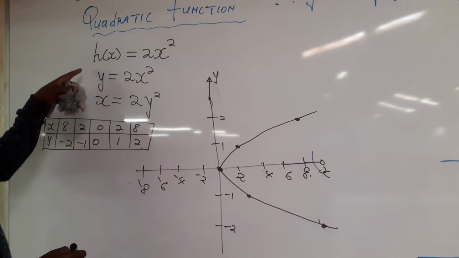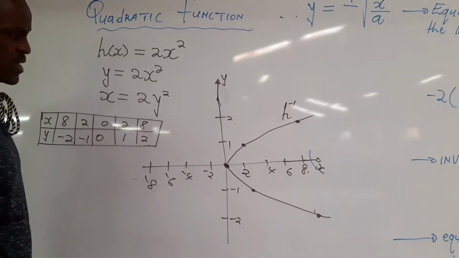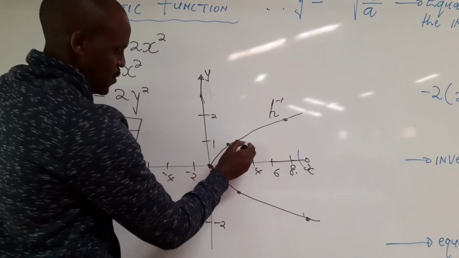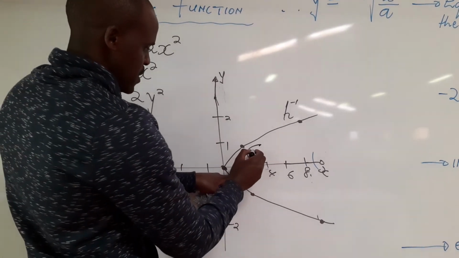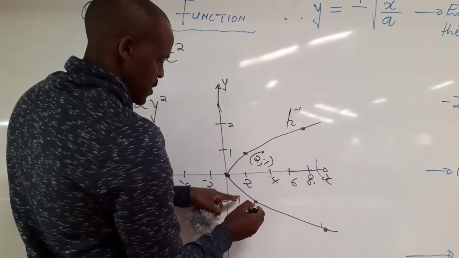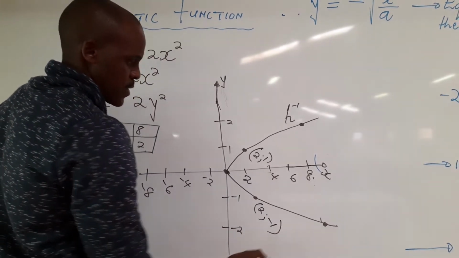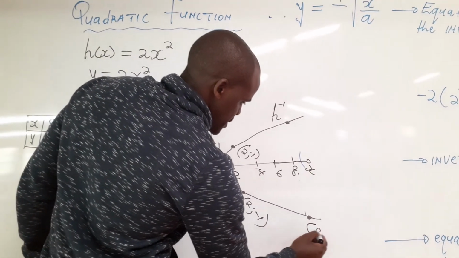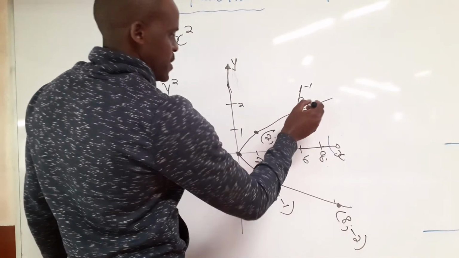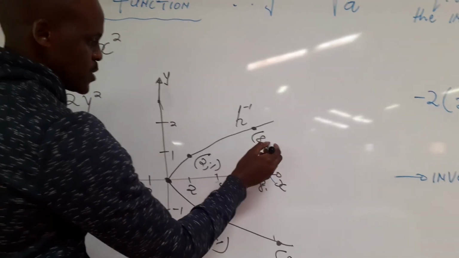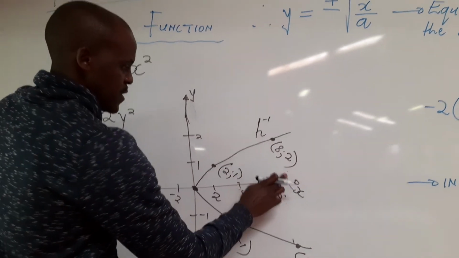Right, this is the inverse of that function. So to indicate that it's an inverse, you write it like that. We have the coordinates of this point, which are our x here, 2 is to 1, 2 is to -1. We have 8 is to -2. Here we have 8 is to +2.